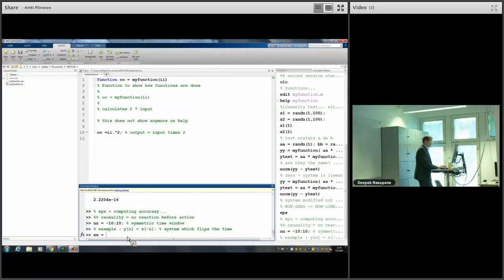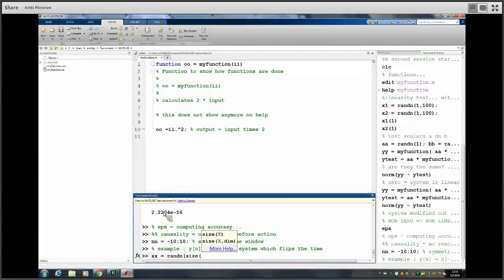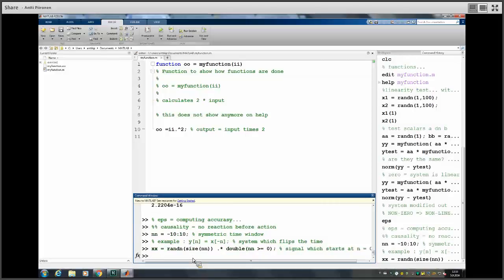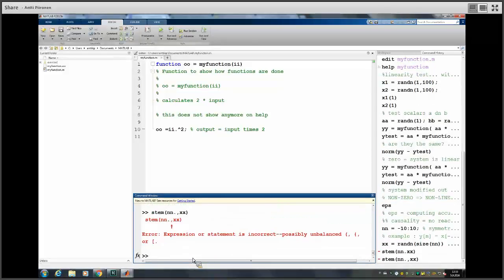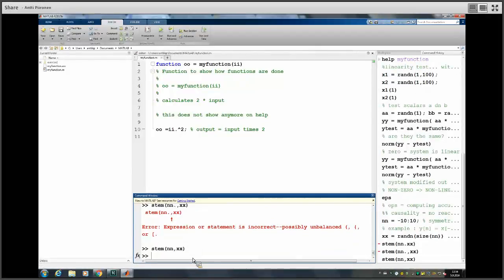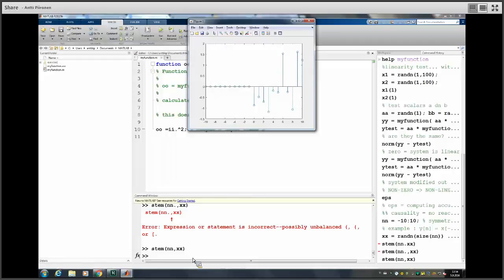Test vector x. Let's take a random sample again with the same number of points that we have on index and start it from time step 1. Double and random signal, it looks like this. Oops, not like that, like this. Yep, a random sequence that starts from there.